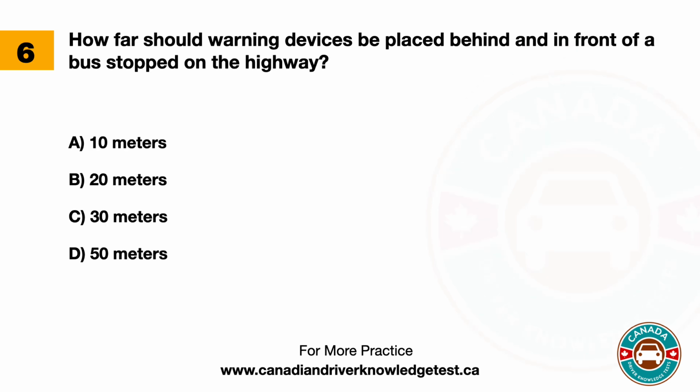Question 6. How far should warning devices be placed behind and in front of a bus stopped on the highway? A. 10 meters. B. 20 meters. C. 30 meters. D. 50 meters. The answer is C. 30 meters.